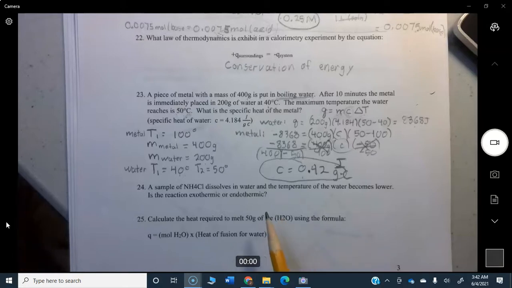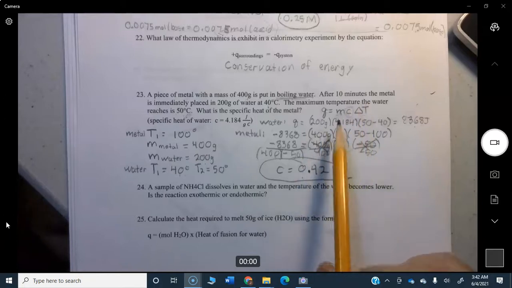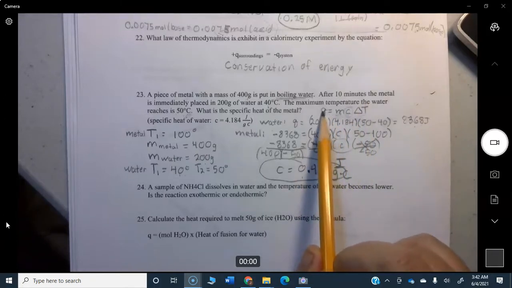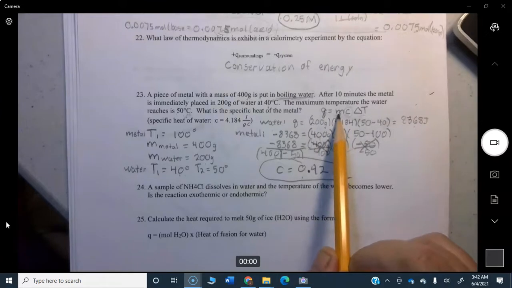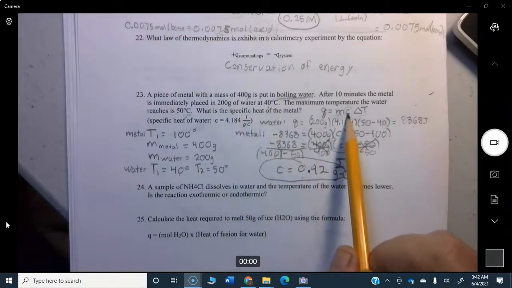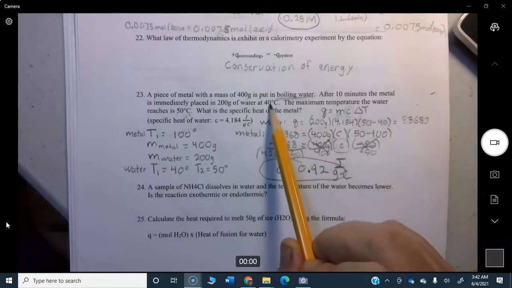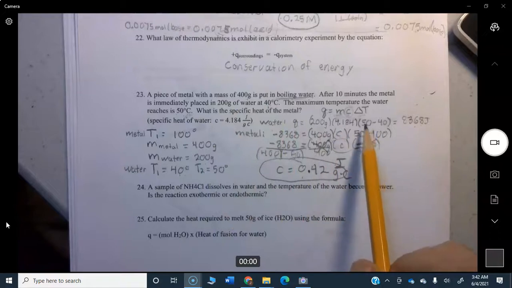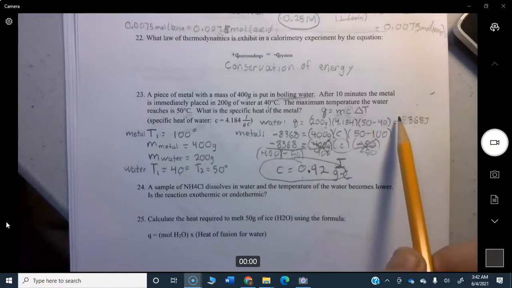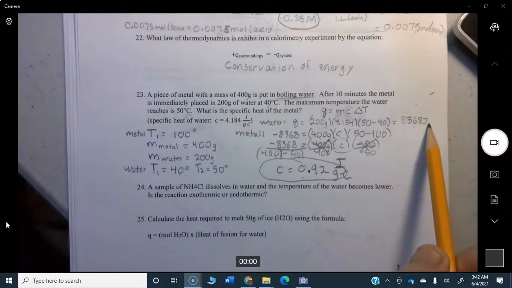Let's go over that again. It's calorimetry. You can't measure the heat coming out of your system. In many cases in this class, that's been a chemical reaction. In this case, it's a piece of metal. You can't measure that directly. So what you do is you measure the heat going into the water. So the Q, the heat going into the water, equals the mass of the water, 200 grams, the specific heat of the water, 4.184, and the temperature change. The water started at 40 and went up to 50, that's a change of 10. That gives you a heat going into the water of 8,368 joules.